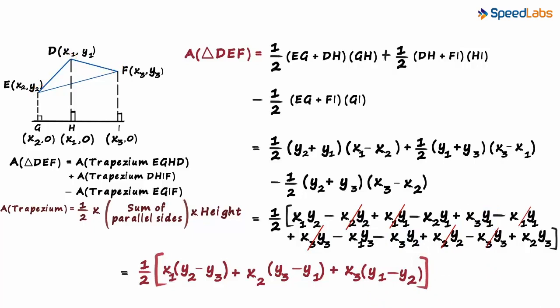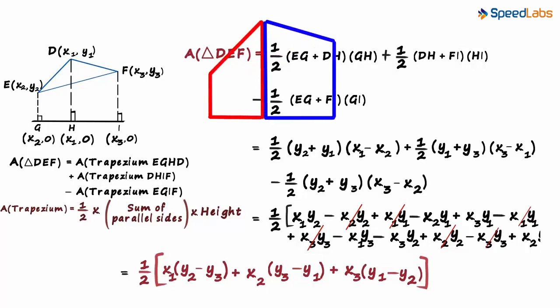This proof isn't difficult. It's just a bit calculation intensive. All you need to know is that to find the area of this triangle, we need to add the area of the two trapeziums and subtract the area of this one trapezium from the sum.